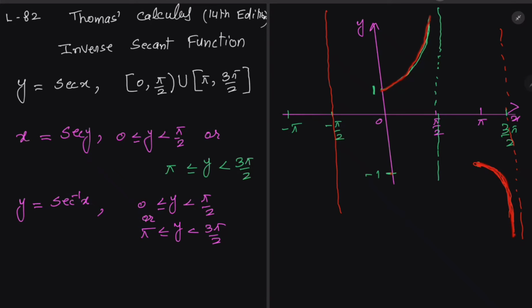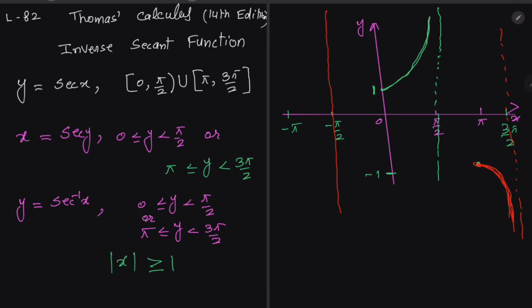So it means that its range will be the domain. So this value in the range and this value will be the domain. So the domain will be mod x greater than or equal to 1. That is interesting. I hope you understand this concept.